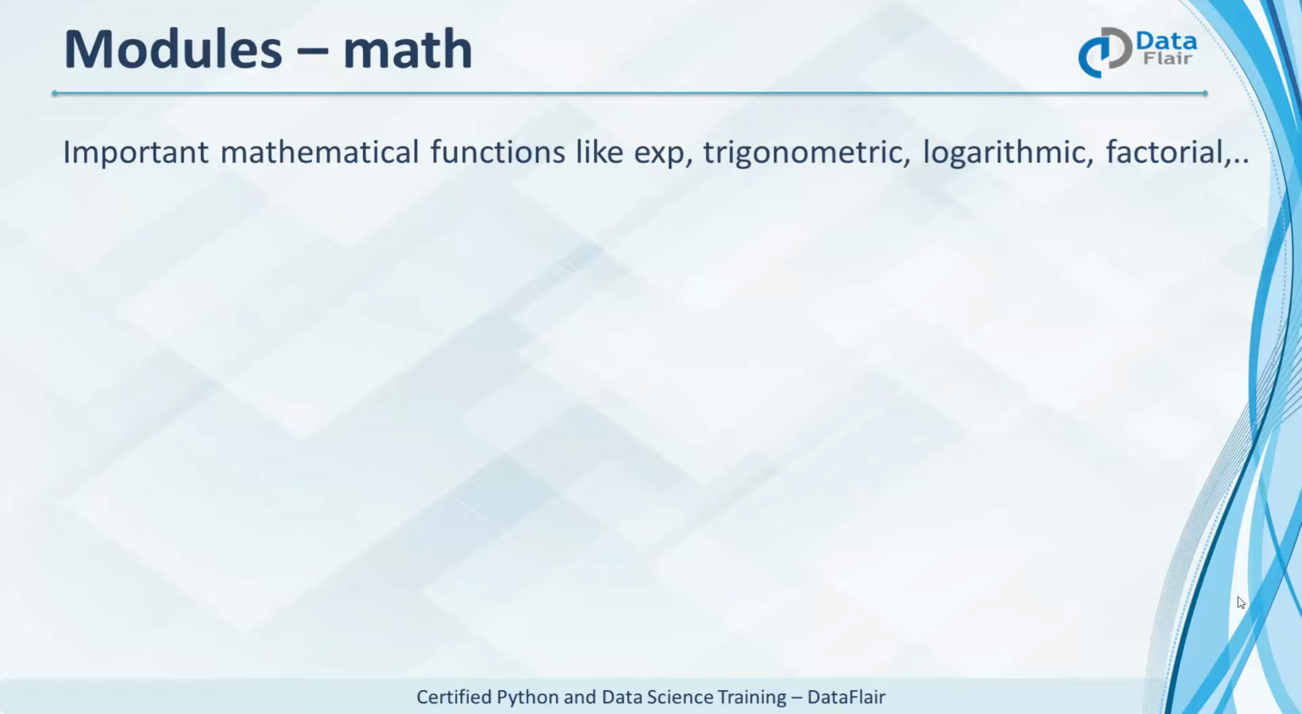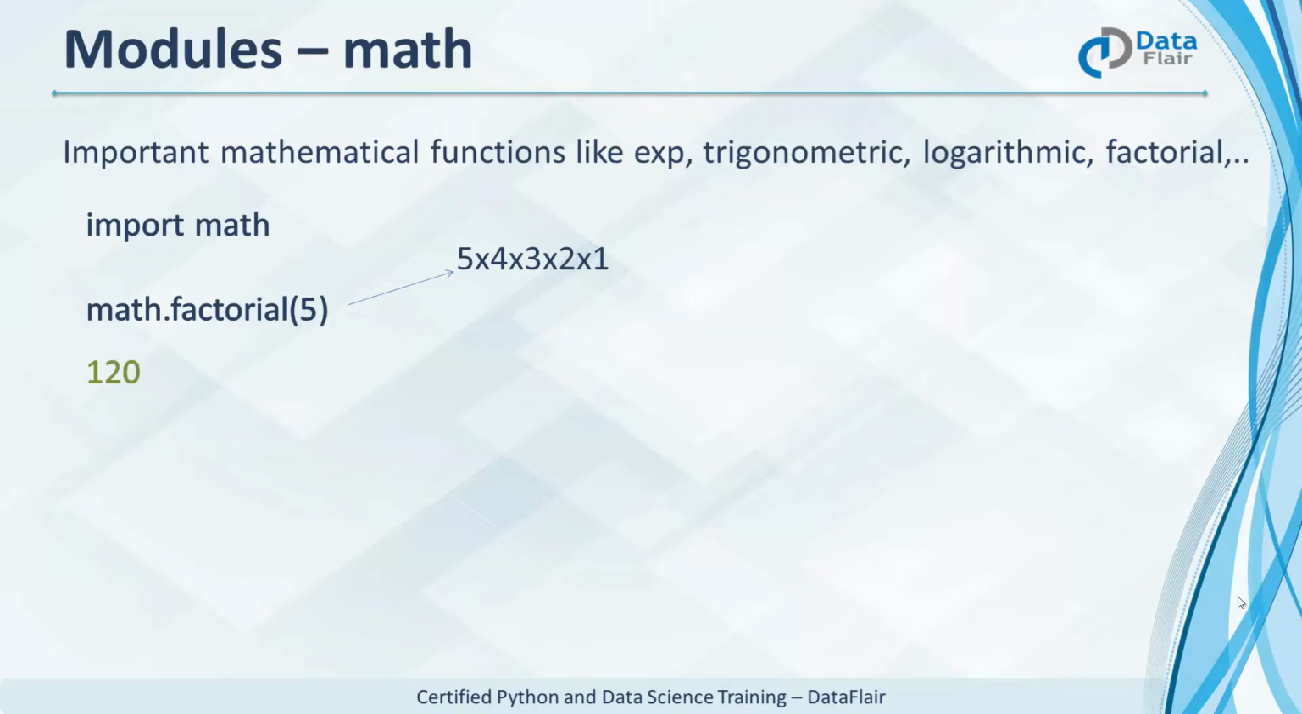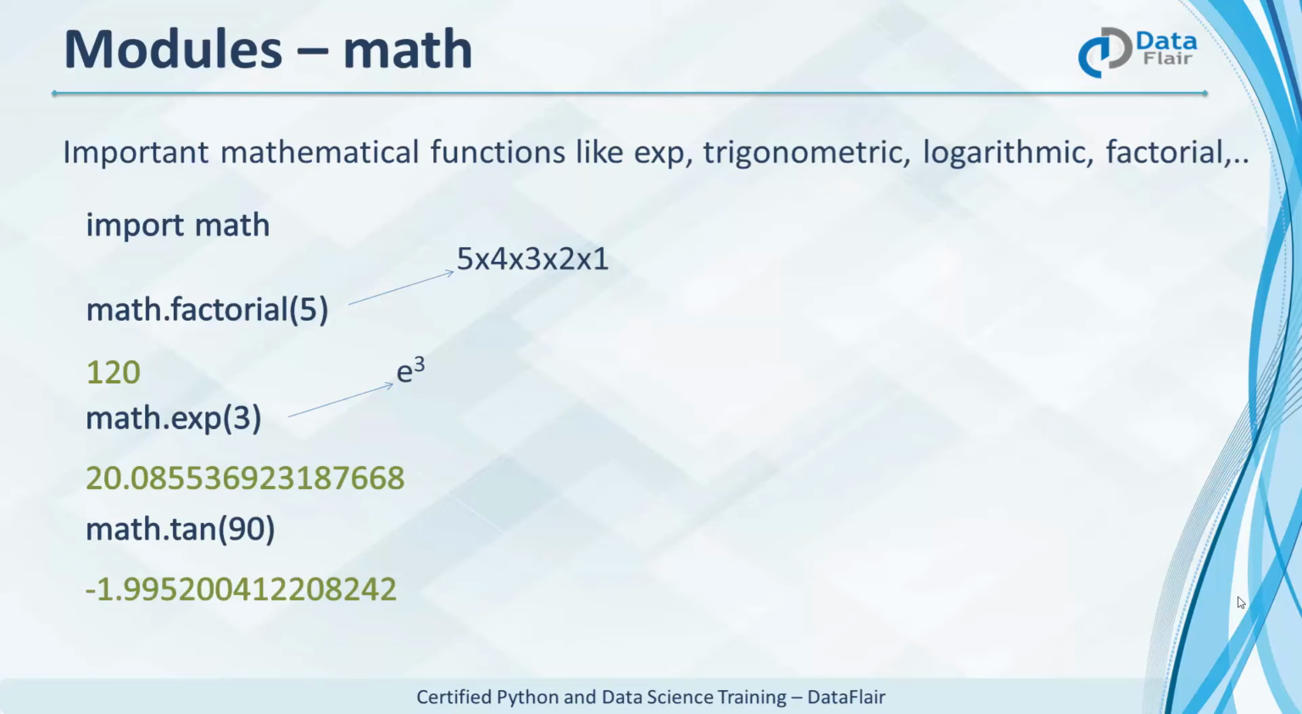Let's take one last module. For common mathematical functions like exponential, trigonometric, logarithmic, and factorial, we have the math module. Import math. Factorial of 5 is 5 into 4 into 3 into 2 into 1. This is 120. Exponent of 3 is e to the power 3. E is the mathematical constant. This is equal to 20.085. Finally, tan 90 is minus 1.995.